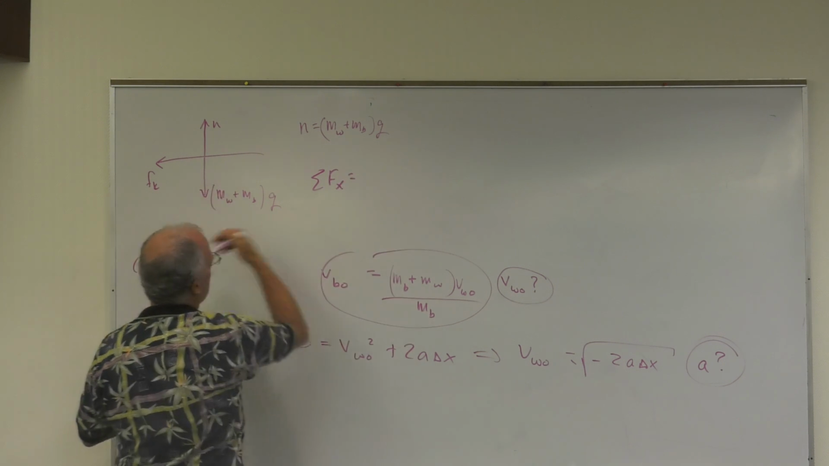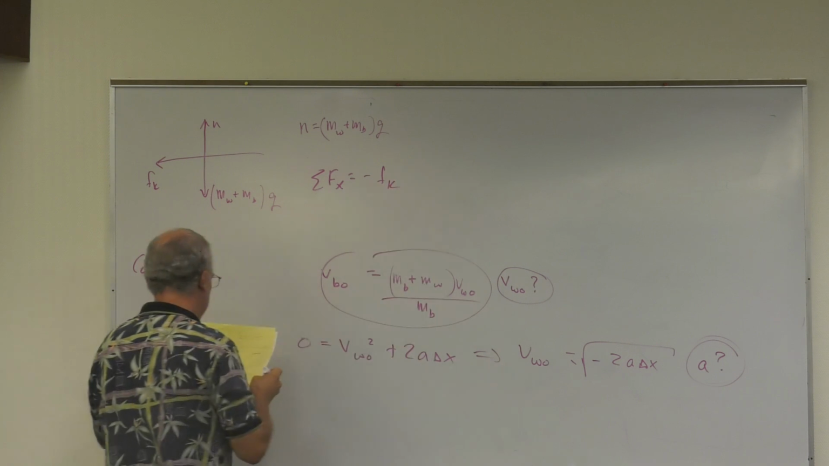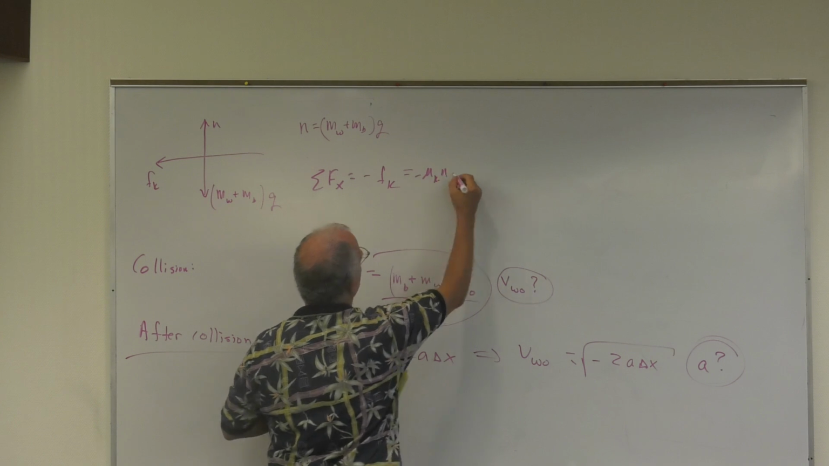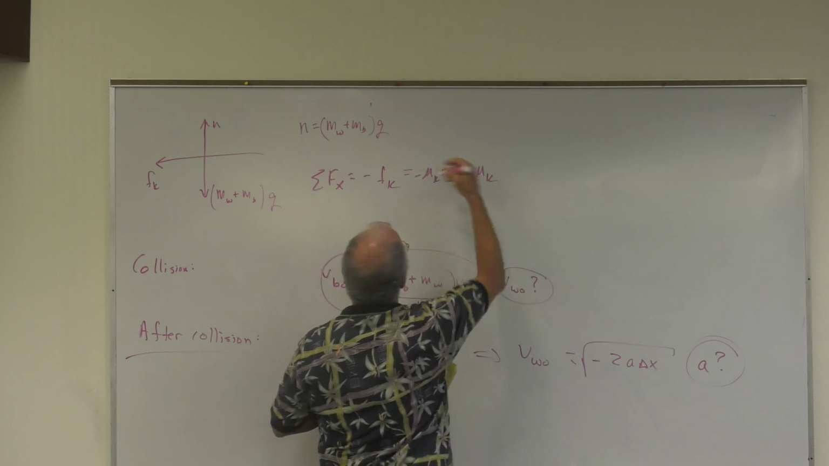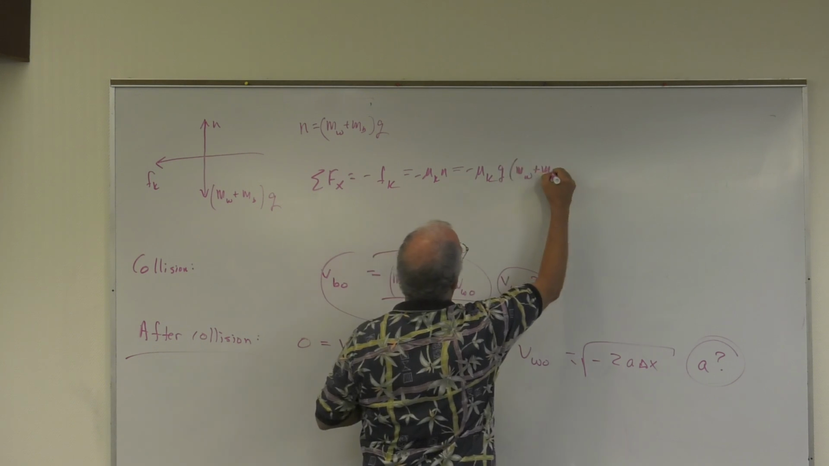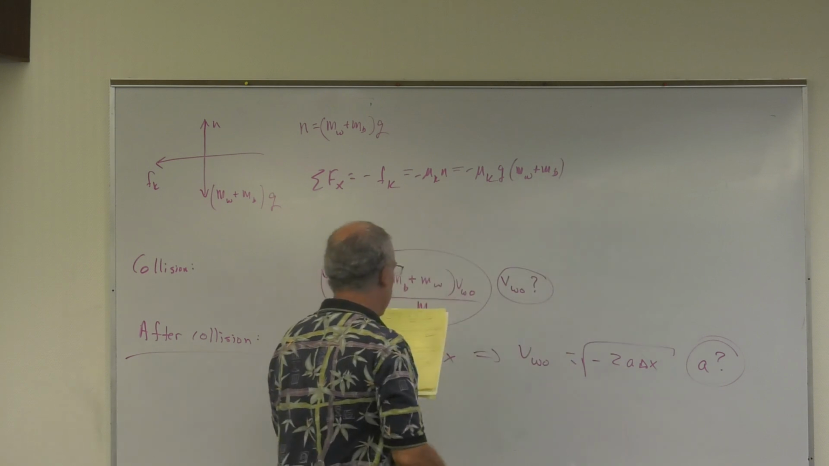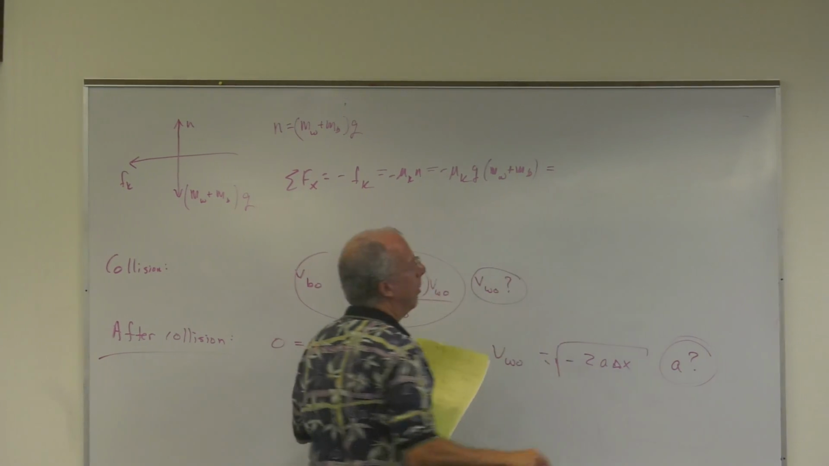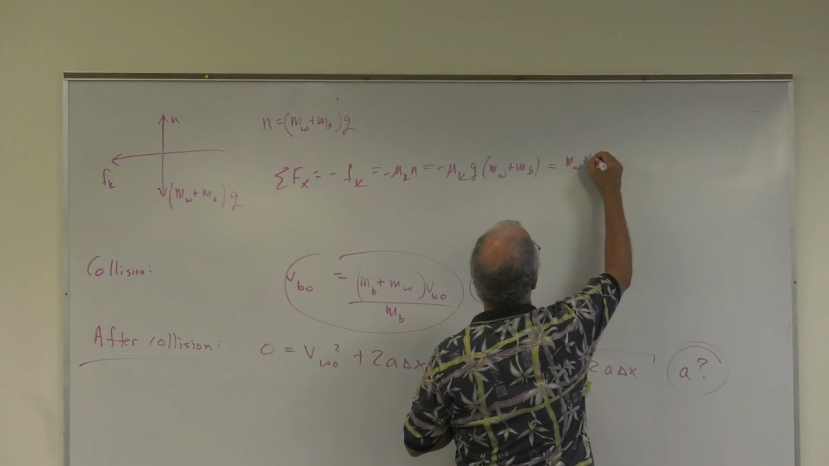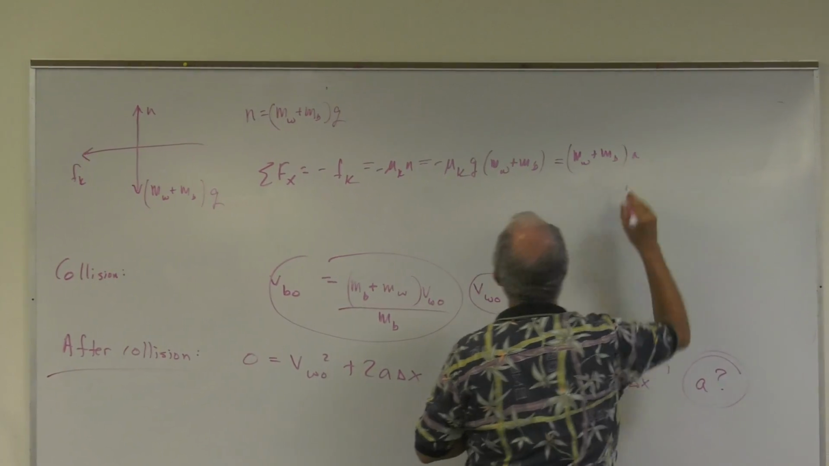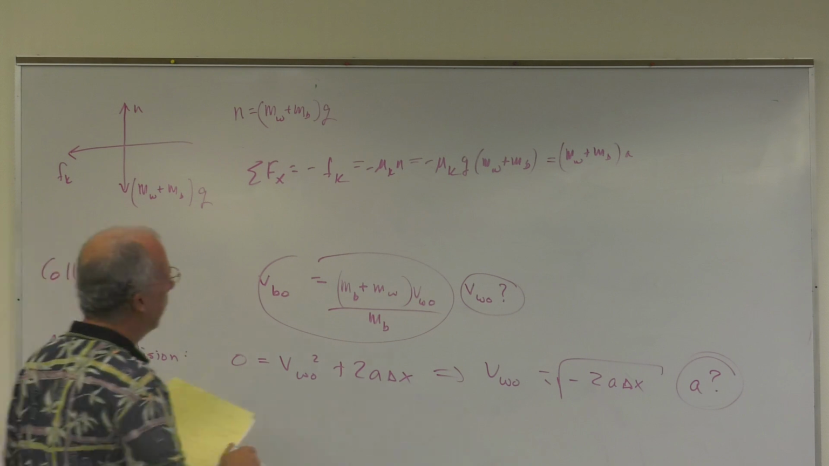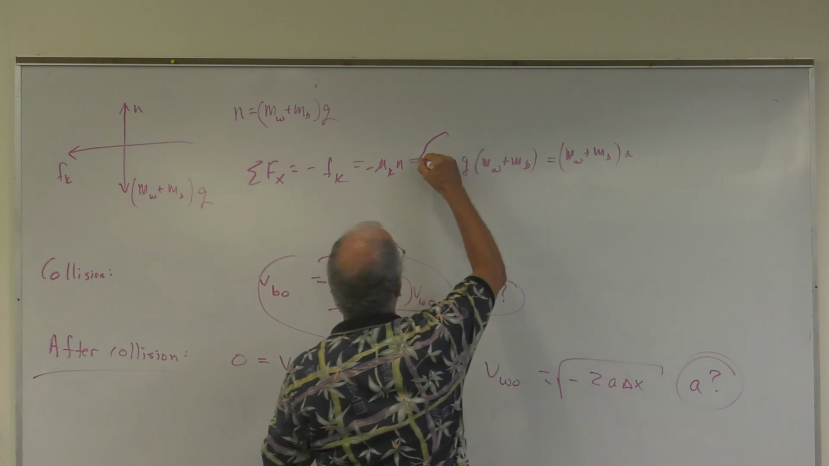Well, there's only minus friction, and that's equal to minus mu k N, which is minus mu k g times (m wood plus m bullet). And of course, what does that equal? ma. But what's m? Mass wood plus mass bullet, times a. So sum of the force equals ma. No kidding.